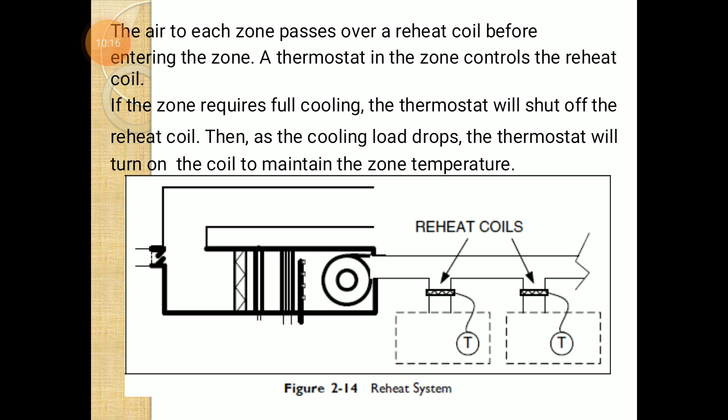So this is the reheat system. Here reheat coils are used. The air to each zone passes over a reheat coil before entering the zone. A thermostat in the zone controls the reheat coil. If the zone requires full cooling, then the thermostat will shut off the reheat coil. Then as the cooling load drops, the thermostat will turn on the coil to maintain the zone temperature.